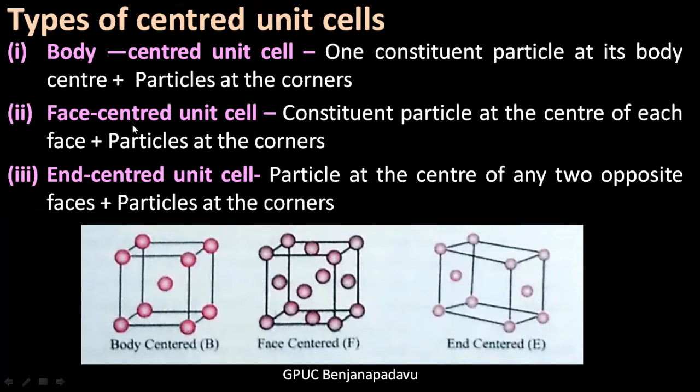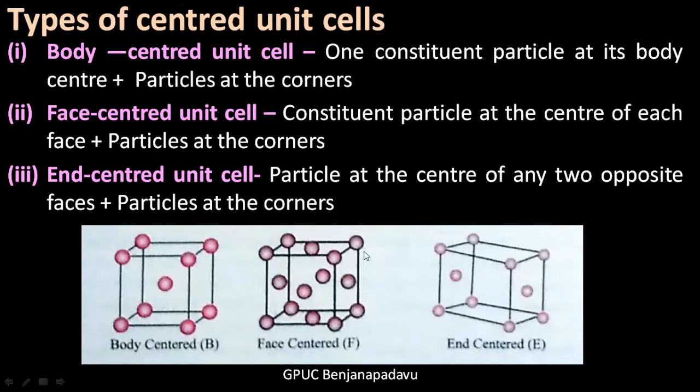So then second type is face centered unit cell. So in face centered, again the name is giving you the clue, it is a centered unit cell, so particle must be at the corners, and then it is face centered. So there is particle at the center of the face. So what are face centered unit cells? Face centered unit cells are those unit cells in which there is constituent particle at the center of each face and at the corners. So corner nalli mattu center of each face alli constituent particle galu idre aga it forms face centered unit cells. See in this diagram.